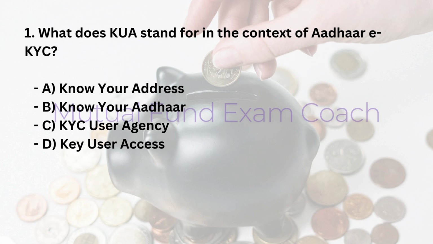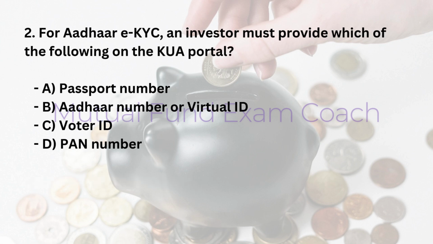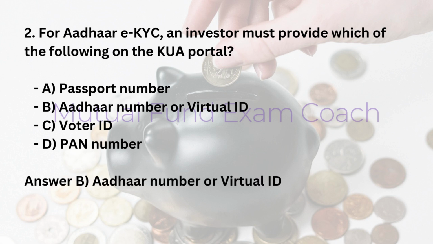1. What does KUA stand for in the context of Aadhaar eKYC? A. Know your address. B. Know your Aadhaar. C. KYC user agency. D. Key user access. Answer C. KYC user agency. 2. For Aadhaar eKYC, an investor must provide which of the following on the KUA portal? A. Passport number. B. Aadhaar number or virtual ID. C. Voter ID. D. PAN number. Answer B. Aadhaar number or virtual ID.